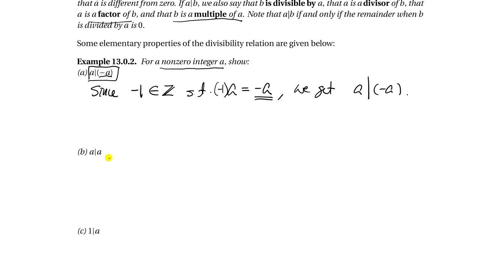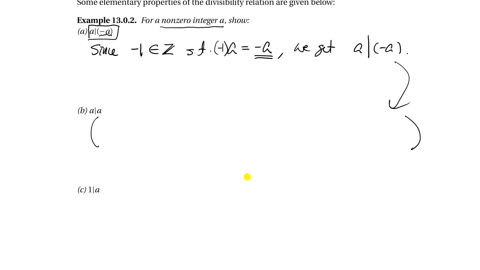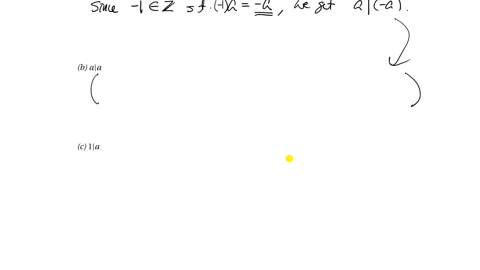Then, in a similar style, a is a divisor of a. You can do that, right? It's almost a copy of this one, with a slight difference in q. And how about 1 is a divisor of a?